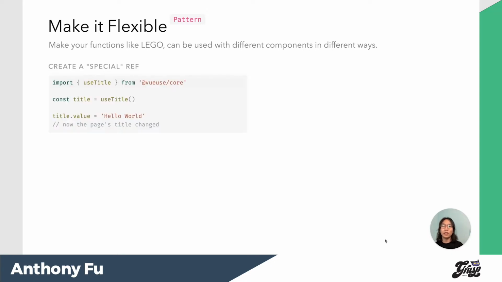Here we take the useTitle function from VueUse as an example. Basically, when you call it, you will get a special ref that binds to the page's title. Whenever you change the ref's value, the page's title will also be updated. Similarly, when the page's title changes externally, the change will also be reflected in the ref's value. Looks good, right? But it creates a new ref whenever you call it.